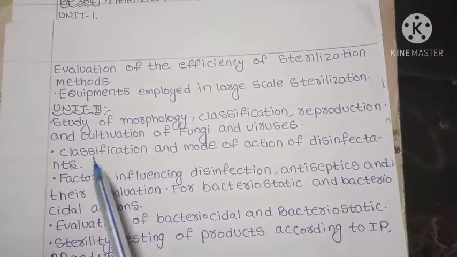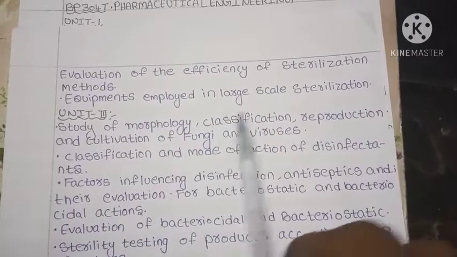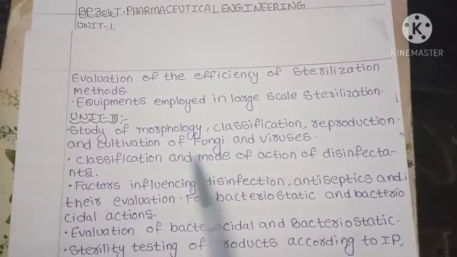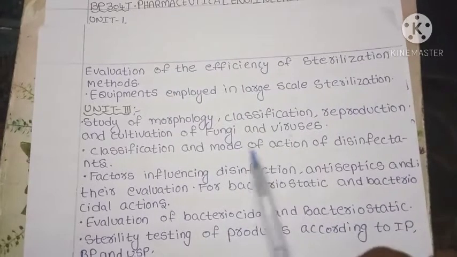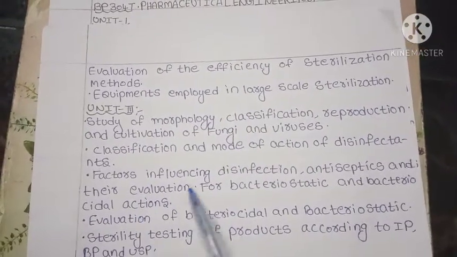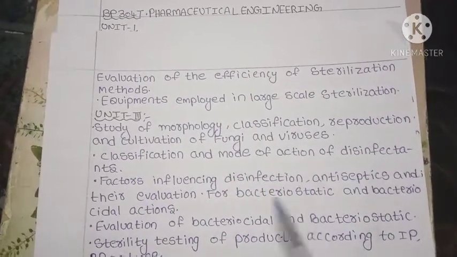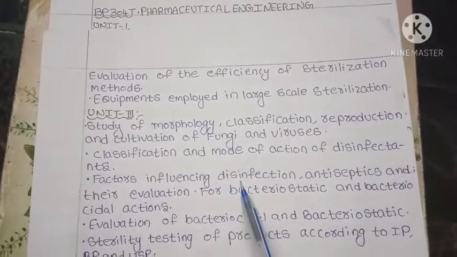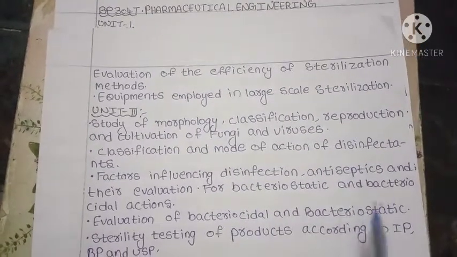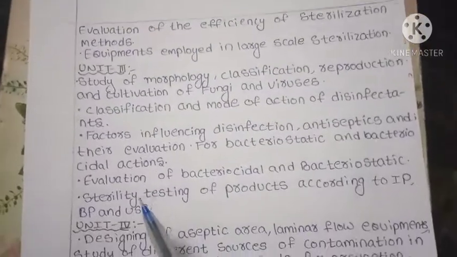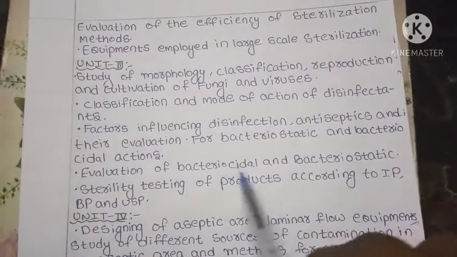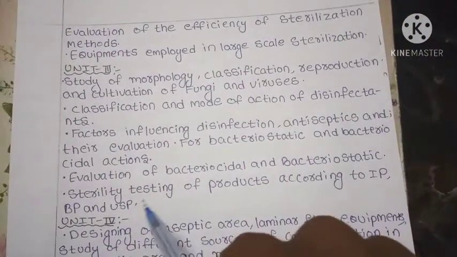In unit 3, we learn the study of morphology, classification, reproduction and cultivation of fungi and viruses, classification and mode of action of disinfectants, factors influencing disinfection, antiseptics and their evaluation, and also bacteriostatic and bactericidal actions, evaluation of bactericidal and bacteriostatic agents, and sterility tests of products according to the Indian Pharmacopoeia, British Pharmacopoeia, and USP.